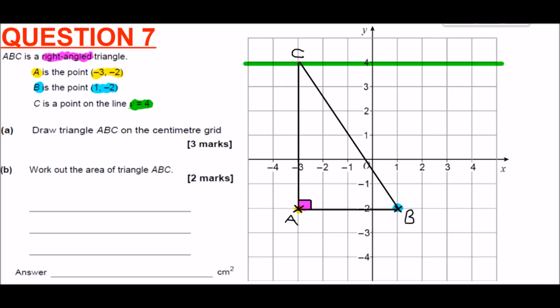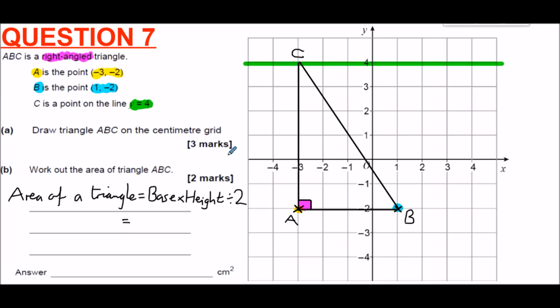Part B, you need to be working out the area of triangle ABC. So we need to remember the formula for working out the area of a triangle. And that formula is that the area of a triangle is we do the base multiplied by the height, and then absolutely we must remember to divide by 2. So area of a triangle is base times height divided by 2.